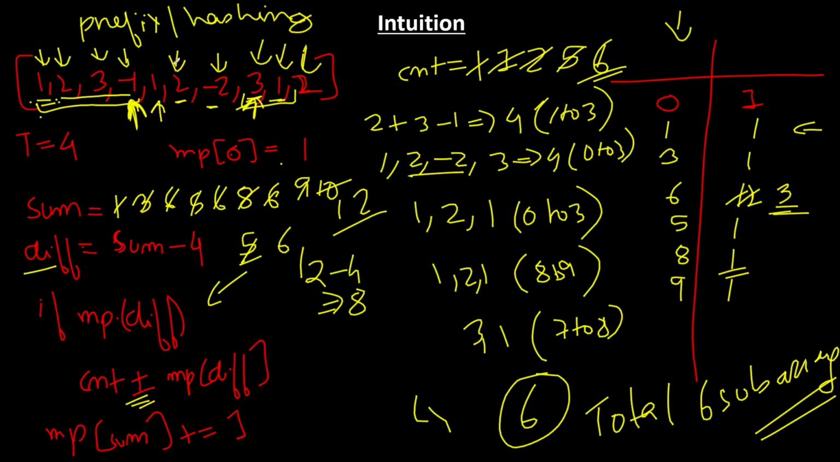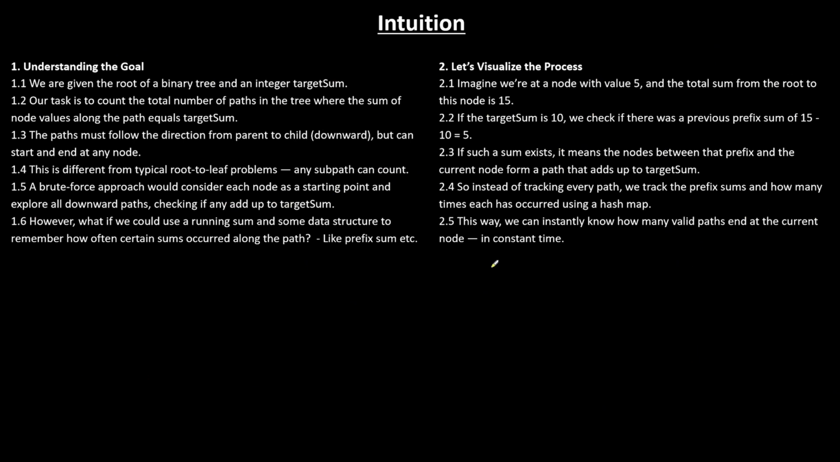Okay. Now this exact concept we will be applying in our process here. Suppose if this is a tree, we will do the same thing. We will take this, we will add up to the sum, correct? So instead of tracking every path, you could say if such a sum exists, it means that a node between the prefix and the current node forms a path that adds to a target sum.